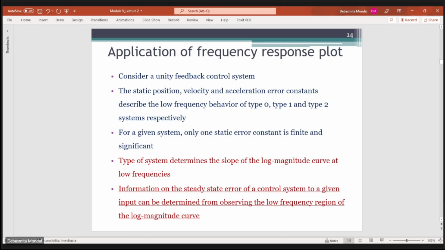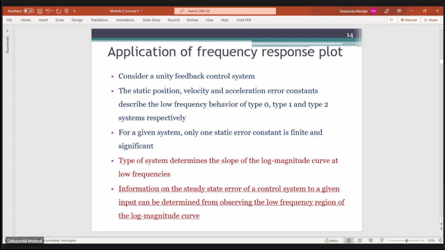Okay, so another application of the frequency response plot or the Bode plot is that, since in frequency response we are only interested in the steady state response of the system, we need to find out the steady state error of the control system. Ideally, we would want the steady state error to be equal to 0. That means my output should always follow my input very accurately.